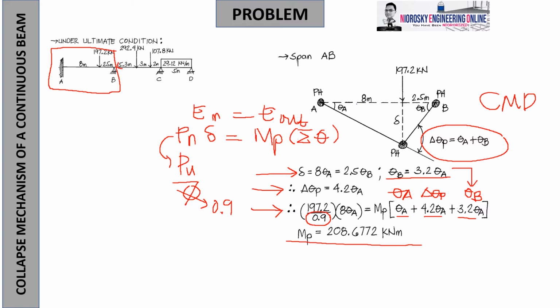Now, what's the objective of computing the individual states of each span? We are to get the maximum possible plastic moment that we can get from the system, and that will be our declared governing plastic moment. Now, for the meantime, we know that AB has a plastic moment tendency to have hinging under the value of 208.6772 kilonewton meter. Now, we are going to compare this value to the answers of BC and CD. So, for the meantime, this is the first candidate for the governing plastic moment. Now, we proceed to segment BC.